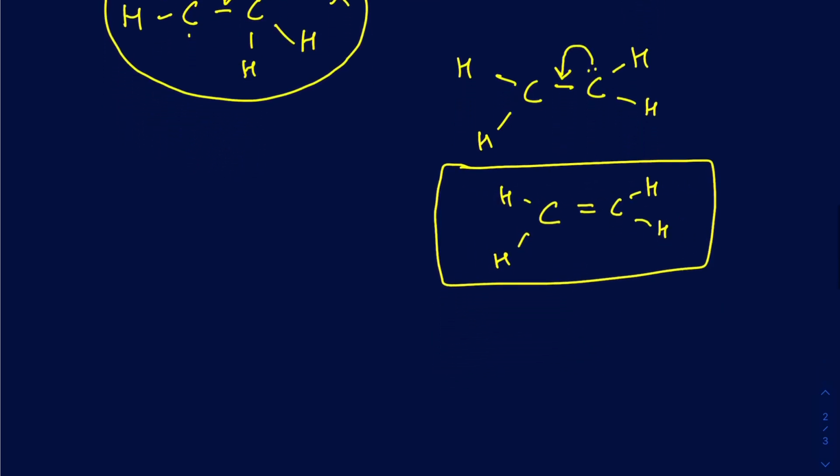And when you count the electron domains on both of those, it's 3 electron domains. And since you have 3 electron domains and there's no lone pair on those carbon atoms, the electron geometry shape is going to be trigonal planar.